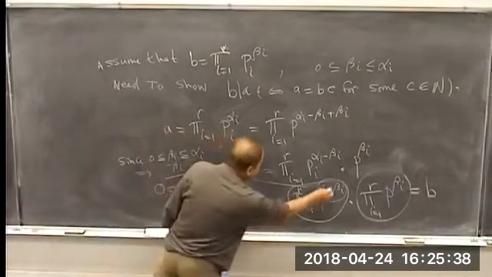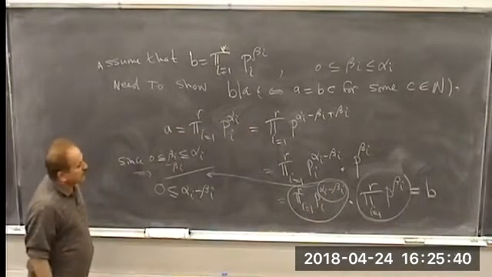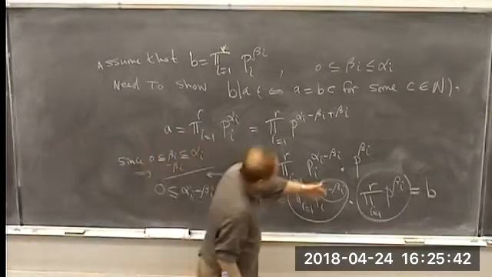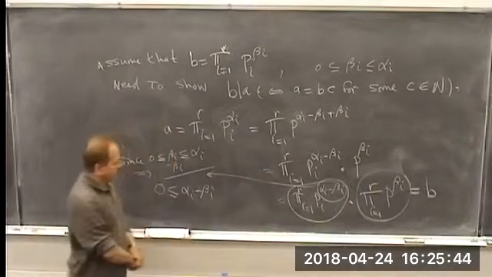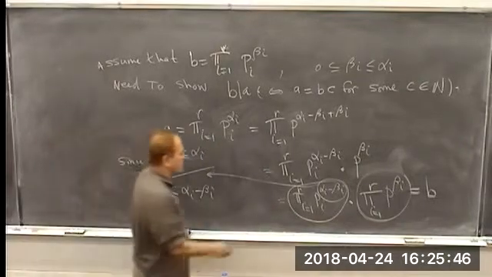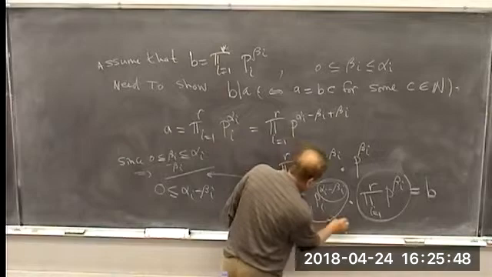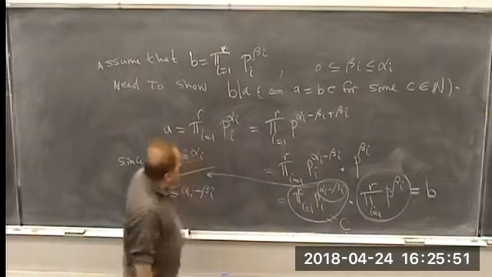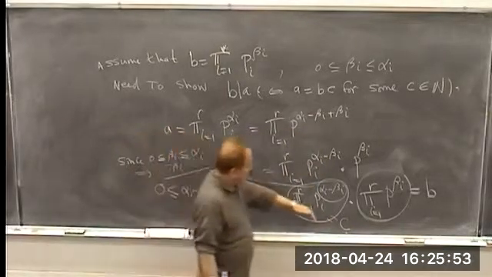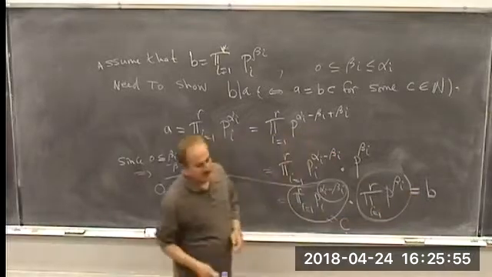So this means that the exponents on here are all non-negative, either 0 or positive, and I'm going to call this number C. And now we do have A is equal to BC. So it actually does divide.